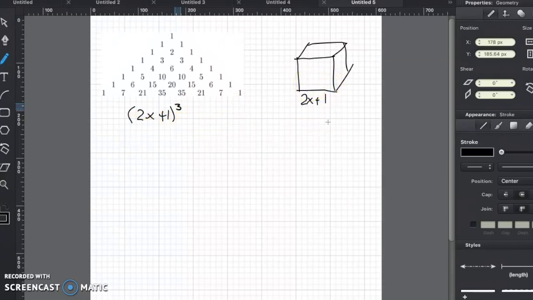But instead, this time, we're going to take a little bit of a shortcut and go a different route using Pascal's triangle, and it's going to be a lot faster for us, especially when we get to fourth and fifth order polynomials. In this case, I'm going to try to find the volume of a cube. If I wanted to find maybe the cost of paint for this cube, I would just multiply by a constant. But for now, I just want to find the volume. This is going to be length times width times height, which is 2x plus 1 times 2x plus 1 times 2x plus 1, or 2x plus 1 cubed.